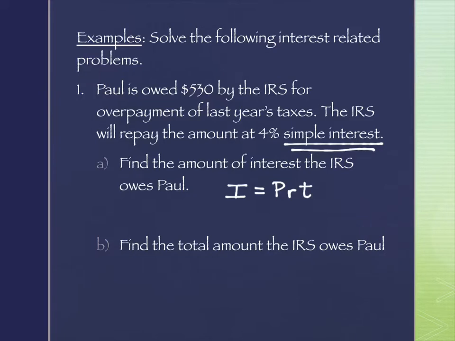So I is what we're trying to find. P is the principal. It's the amount of money that we're either investing or that we're getting as a loan. So what is P in this particular problem? 530.